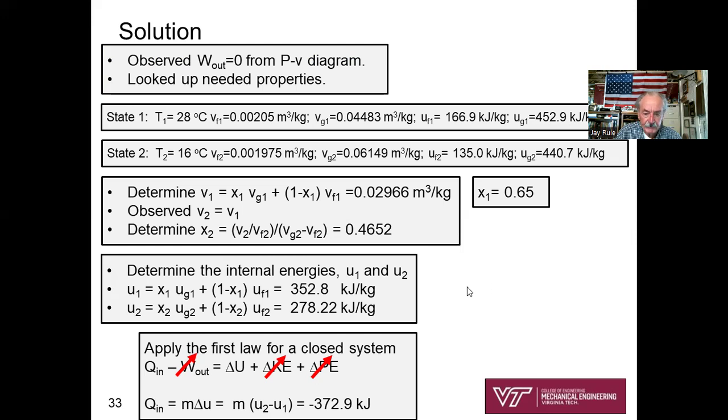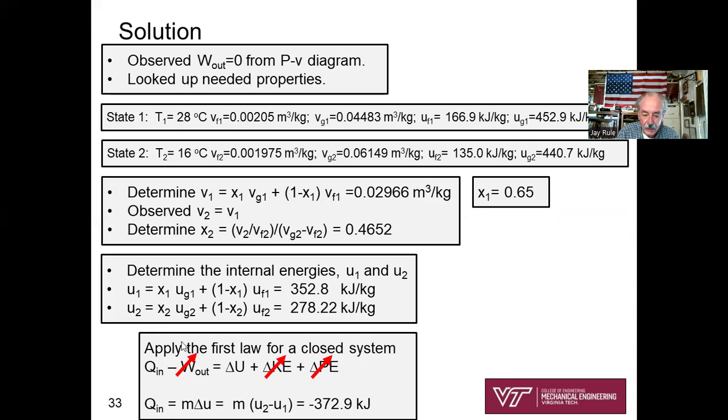Next is, let's see, the work we've got. Then it says, what's the heat transfer? We've got to determine the internal energy values. Well, we're just going to use the definition of quality. U1 is X1 UG plus what's left over, 1 minus X1 UF. And repeat exact, that gives us 352.8 kilojoules per kilogram. The same drill for U2 gives us 278.22 kilojoules per kilogram. Internal energy is decreasing. That kind of makes sense, doesn't it? Since the temperature is decreasing.